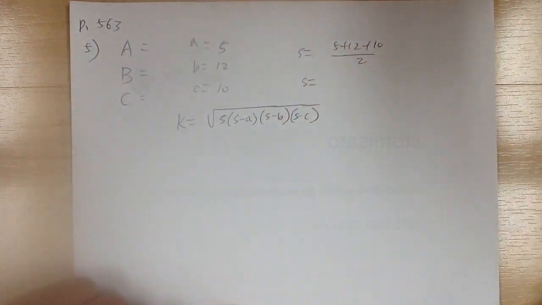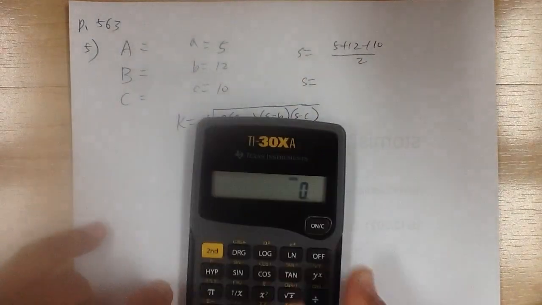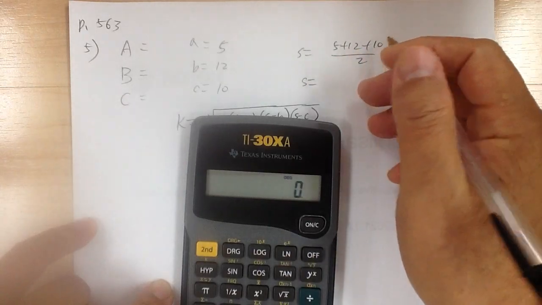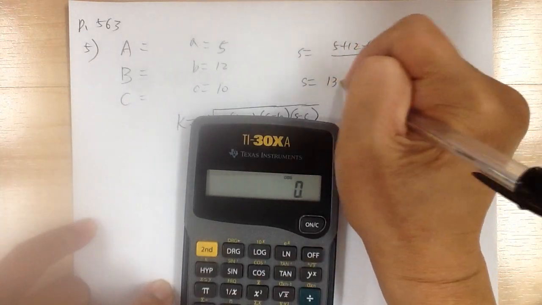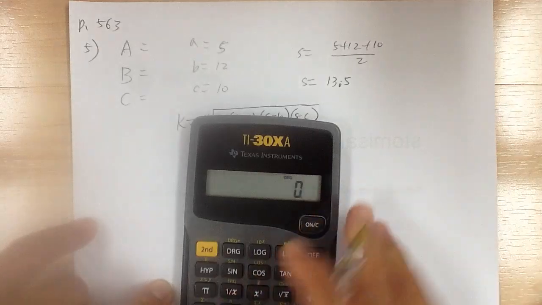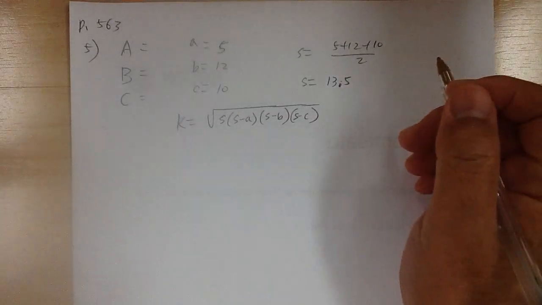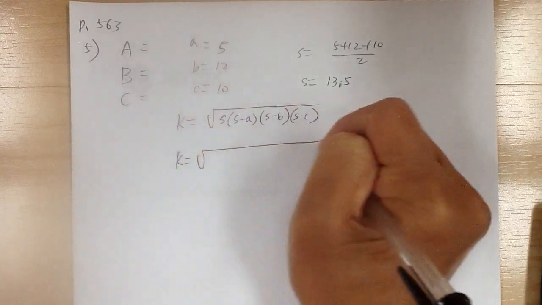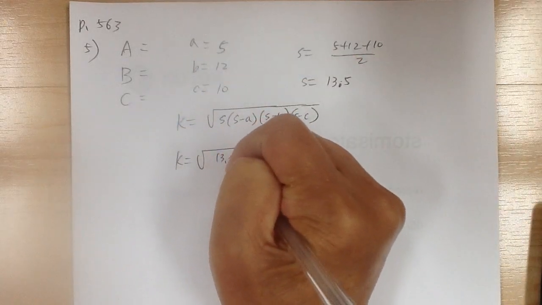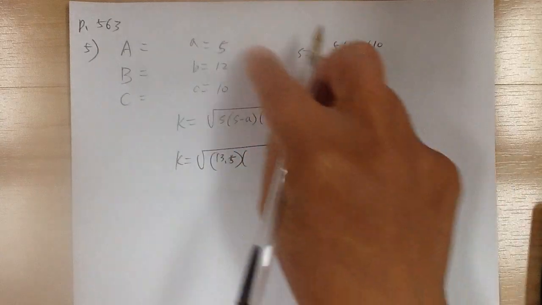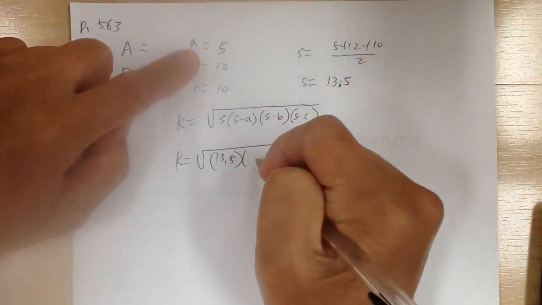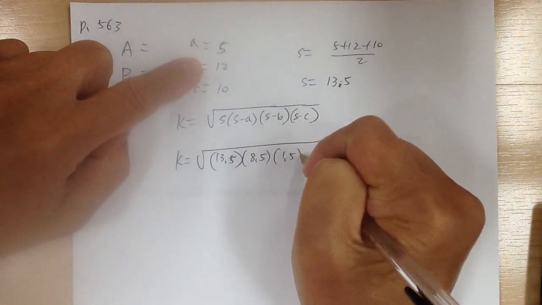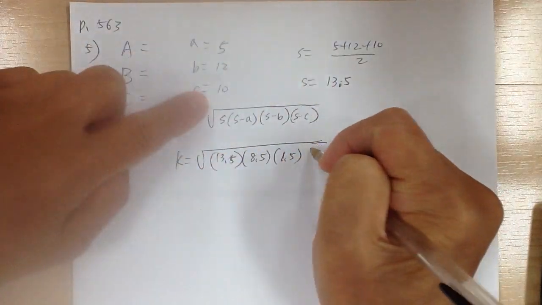So S equal to, use your calculator. So this actually is 27, so it would be 13.5. Then substitute into formula. So S is 13.5. And you just use this minus each one of these. So this minus that will give you 8.5. This minus that will give you 1.5. And this one minus will give you 3.5.